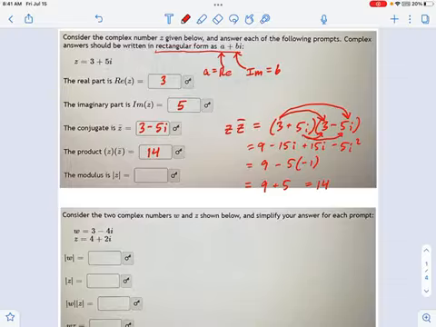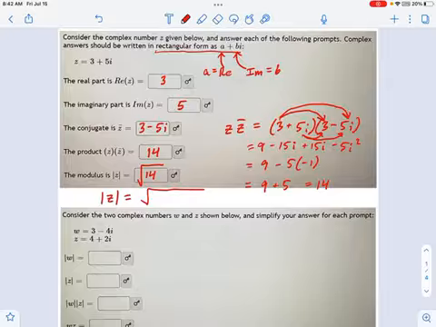So, the product of z with its complex conjugate is 34, and here's where the modulus becomes very easy for us. All we do is take the square root. So the modulus is defined, this is a definition, as the square root of z times its complex conjugate. All right, so that should get you pretty far.